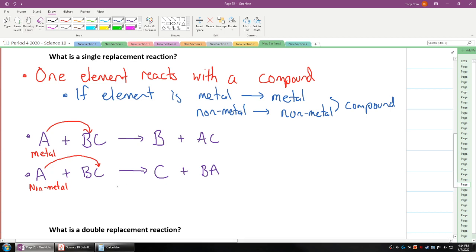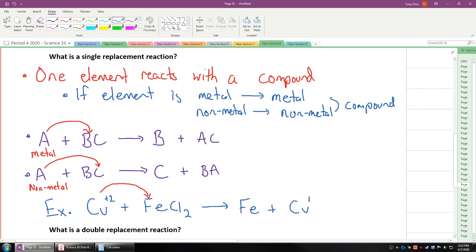So if I give you this reaction, for example, if I write copper 2 reacting with iron 2 chloride, what will happen is copper is a metal. So thus it's going to swap out the metal iron, and you're going to get iron kicked out. And because copper is positive 2 and chlorine is minus 1, you're going to need 2 chlorines still. So you're going to get copper 2 chloride. And this is already a balanced reaction.